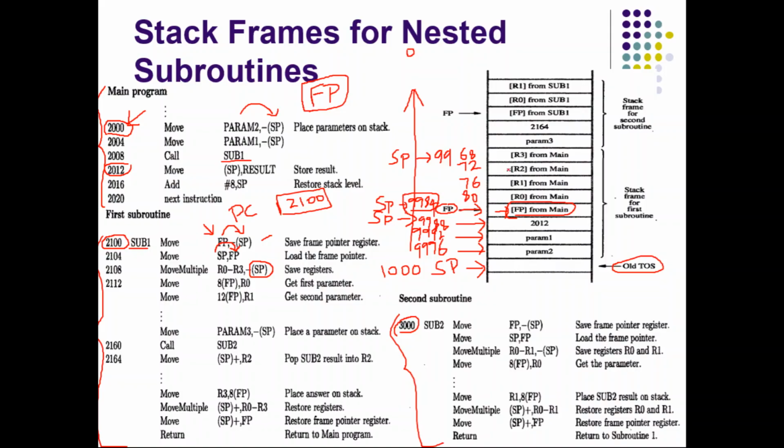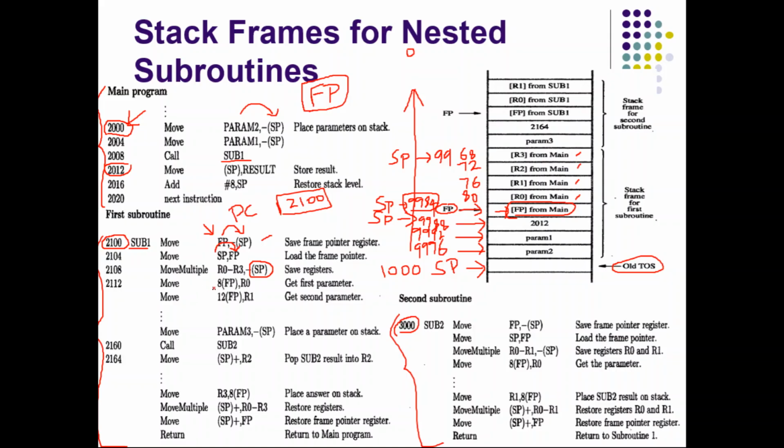So why are we pushing this? Because the called program, that is the subroutine, wants to use these registers. But the calling program, the main program, might have used R0, R1, R2, R3, we don't know. Those values from main are pushed into the stack. So you can see here R0 from main, R1 from main, R2 from main, R3 from main. Because later, once the control gets back to the main program, these values should be retained, so it is pushed.